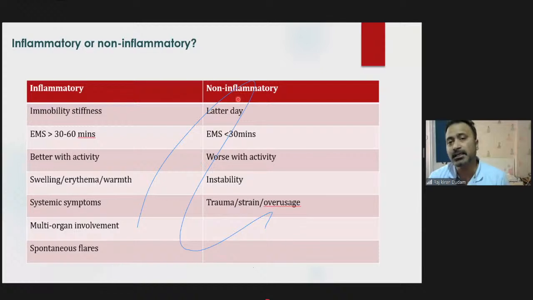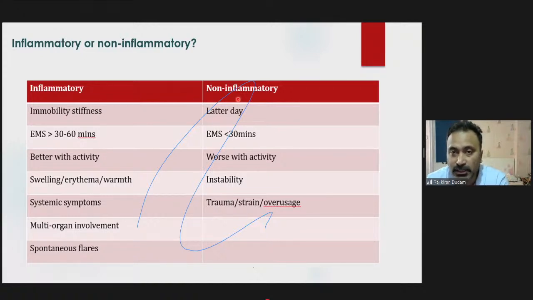So the rule of thumb is to differentiate between an inflammatory joint and a non-inflammatory joint. See, if your patient tells you his symptoms get worsened with rest, think of inflammatory arthritis. If his symptoms get relieved with rest and worsened with movements, it can be a non-inflammatory arthritis. So this is one important aspect.